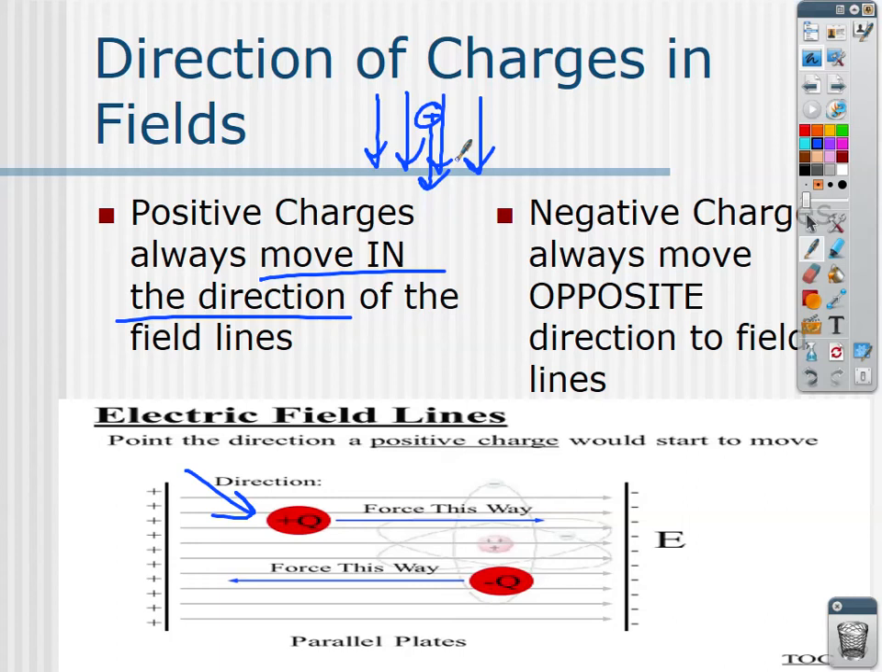Okay, a positive charge always follows those field lines, while a negative charge basically acts opposite of it. Again, the idea is they're pulling it toward it, so they're going to move opposite to basically grab them and yank them toward that positive charge.